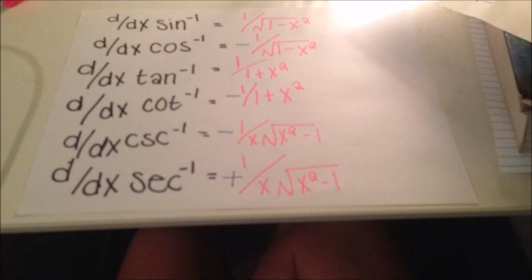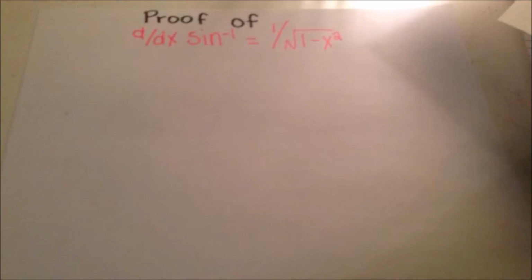And I also very much exaggerated the signs so you can see which one is positive and which one is negative. I am now going to go over one of the inverse trig proofs. First, let's go over the proof of the inverse derivative of sine.